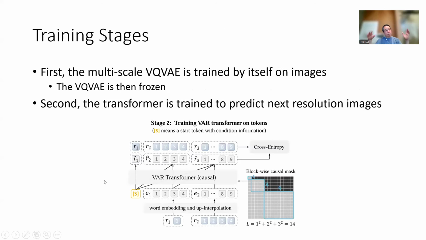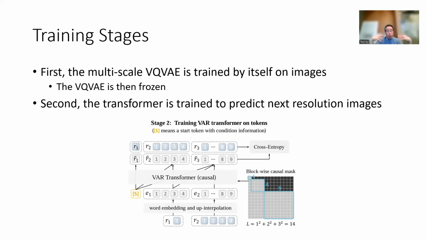So the training is you train the multi-scale VQ-VAE to be able to reconstruct images. So how does it quantize? How does the encoder, I think, is a frozen CNN, so that part's not trained. But the decoder, I think, does need to be learned.